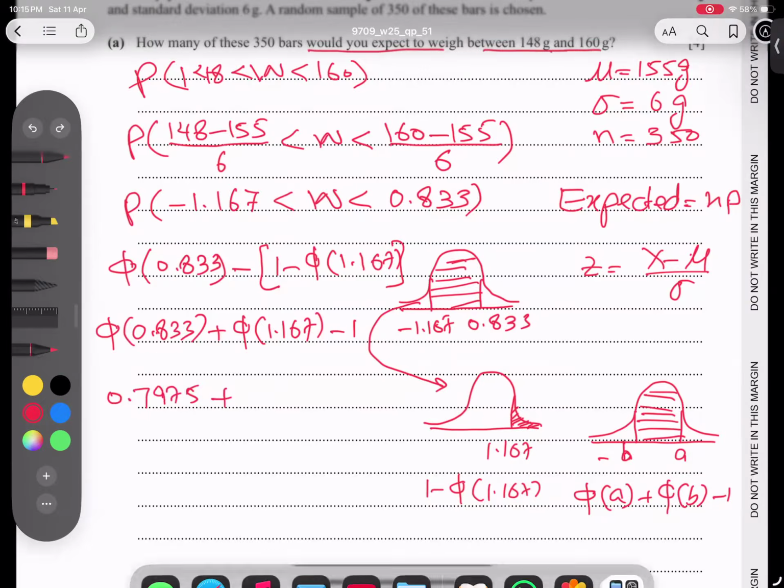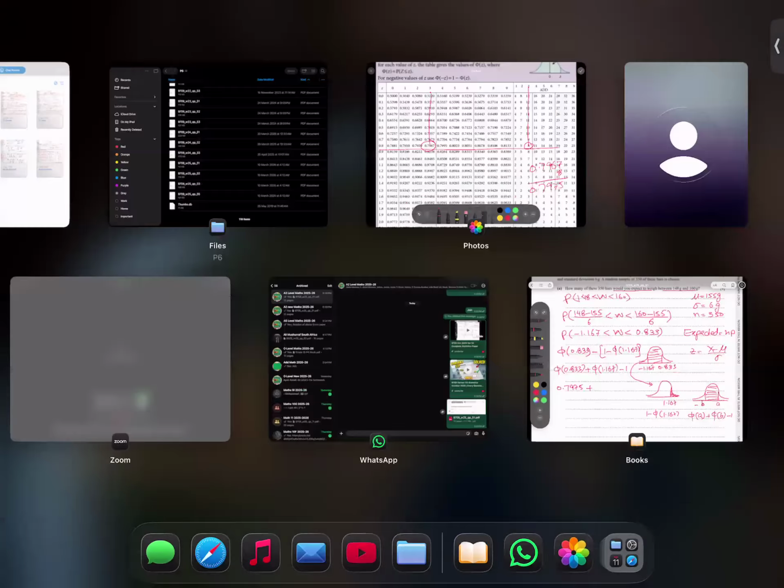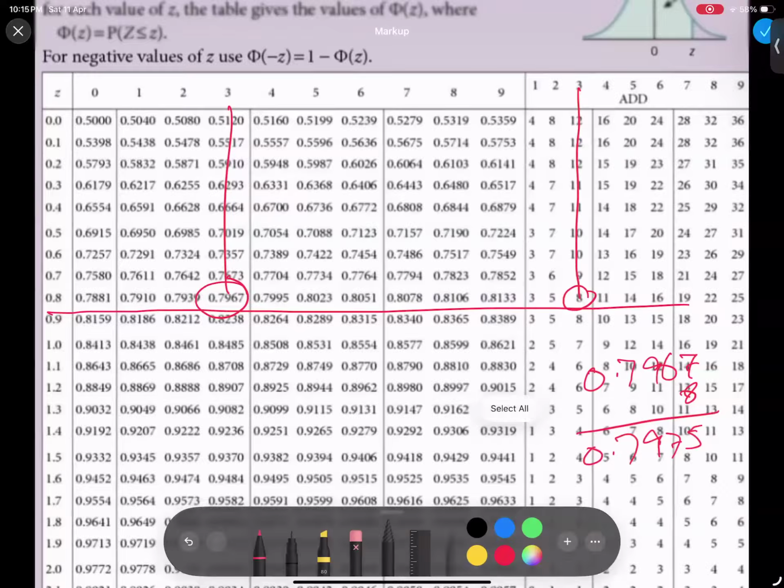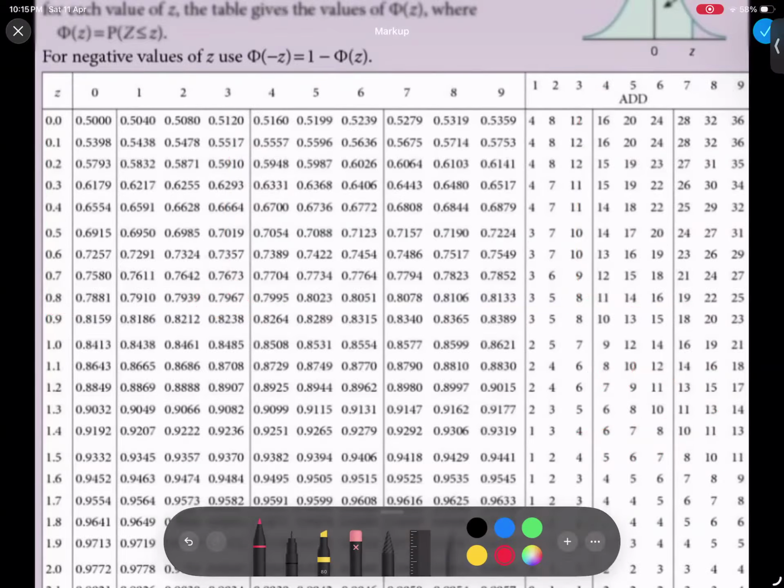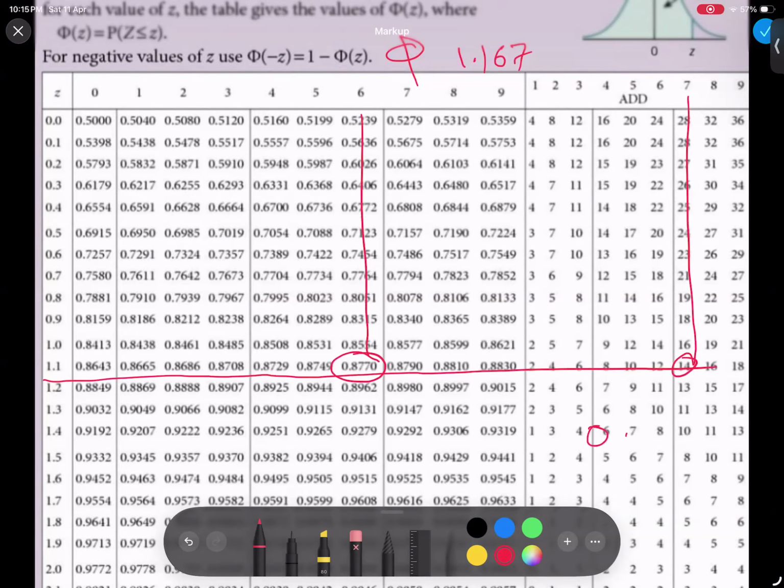Now I'm going for this part, students. So phi of 1.167. So how to get this one? So I'm looking for phi of 1.167. 1.1 and 6 come from here, and 7 come from here. So 0.877, adding 14.